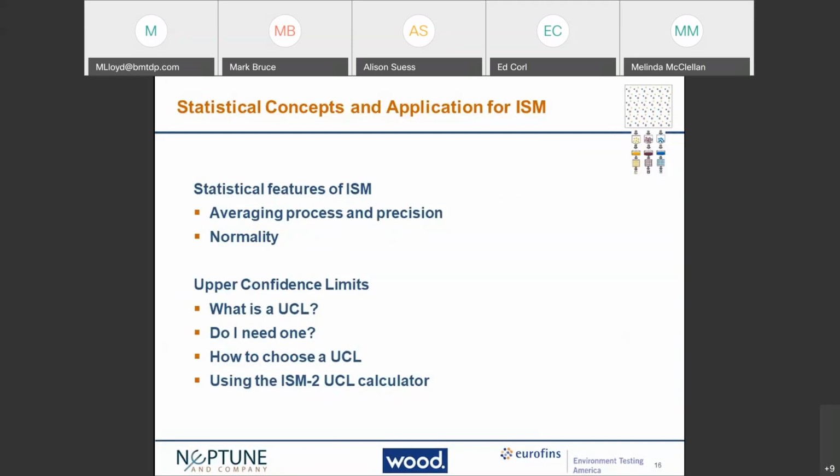Thanks, Mark. So I'm going to start off by talking about the statistical features of incremental sampling, including the averaging process and how that allows us to achieve better precision as well as normality. And I'm also going to discuss upper confidence limits, including what they actually are and how to decide if your project requires one.